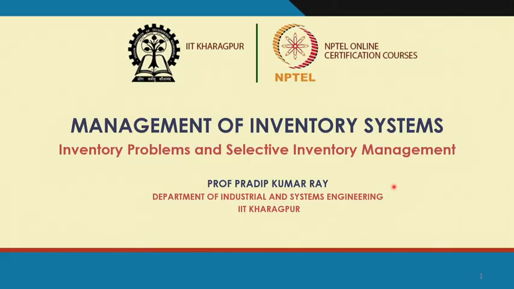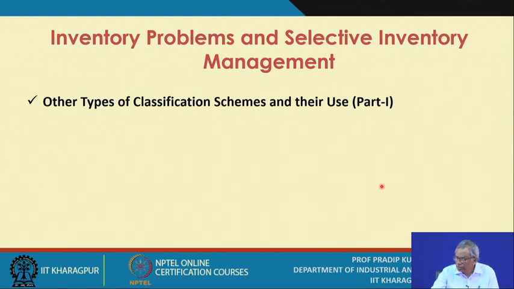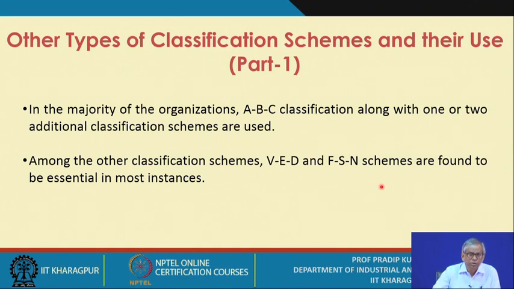So during this session, the next half an hour or so, the selective inventory management, as you are aware, deals with not only one type of classification scheme, say ABC, it deals with several other classification schemes. So during this session, I will be discussing in some detail two typical classification schemes. The first one is VED classification, and the second one is FSN, right? So let us first talk about the VED classification.